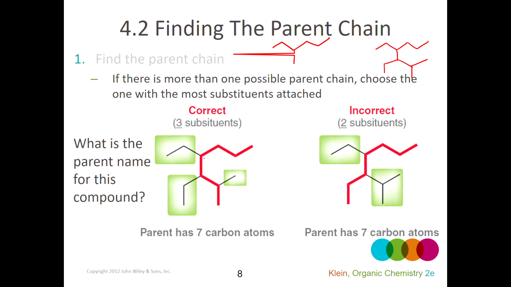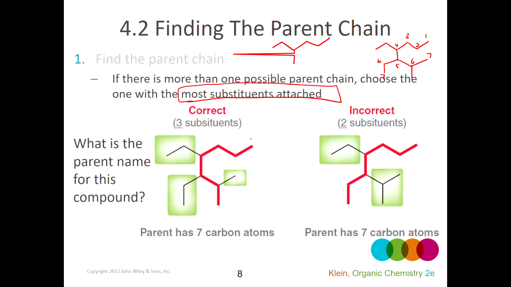One would start here and number in this direction: 1, 2, 3, 4, 5, 6, 7. I can find a 7 carbon chain there. The other possibility is if I start in the same place and go 1, 2, 3, 4, 5, I could have gone down here, 6 and 7. So there's this one, and then there's the other one. I've got two options, so how do I know which is correct? If that happens, what you want to do is find the longest chain that allows for the greatest number of substituents attached. That's the key.